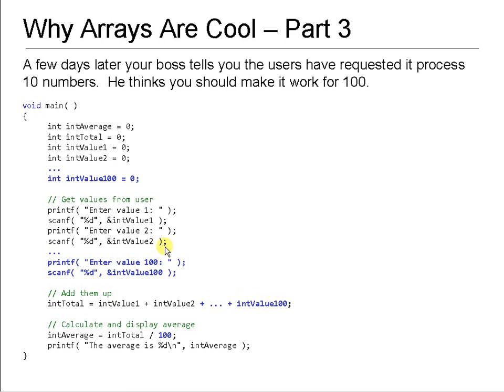Well, here is how you would make it work for 100. You'd have to declare 100 single individual variables. Then you'd have to have 100 pairs of printf and scanf. Then you'd have to have this monstrously long total line that adds them all up, and then you could divide by 100 and print them out. Isn't that crazy?